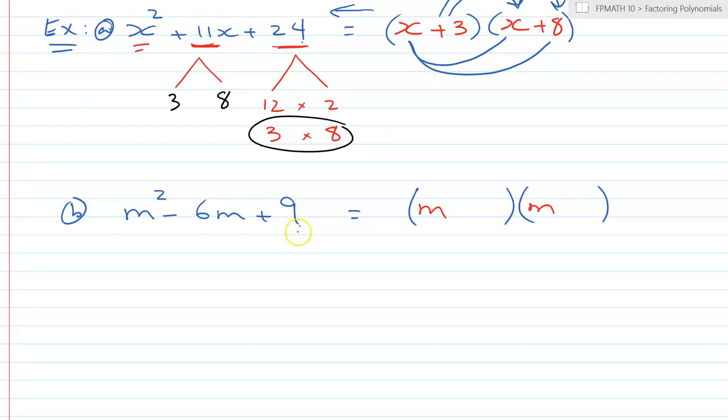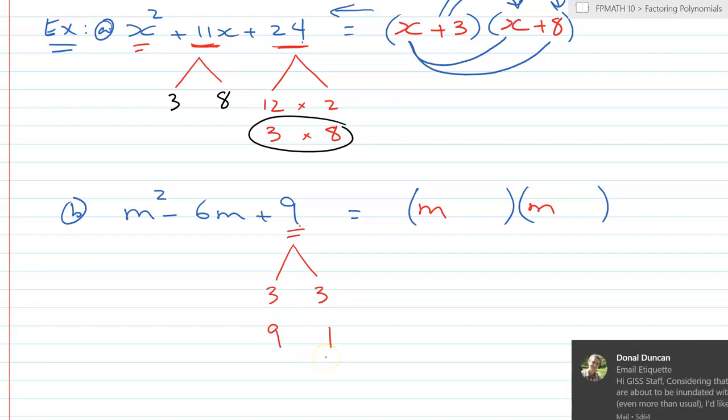So number 9 right here, the constant term of this trinomial, the constant term that doesn't have any variable in front of it. So the two numbers you multiply, you get 9. There are not a lot of options. 3 and 3, that's the very first one. The next one is 9 and 1.